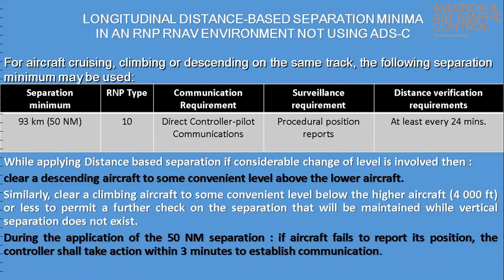So while applying distance-based separation, if a considerable change of level is involved, then ATC will clear a descending aircraft to some convenient level above the lower aircraft. Similarly, it will clear a climbing aircraft to some convenient level just below the higher aircraft, to permit a further check on the separation that will be maintained while vertical separation will not exist. During the application of the 50 nautical mile separation, if an aircraft fails to report its position, then the air traffic controller shall take action within 3 minutes to establish communication with that aircraft.